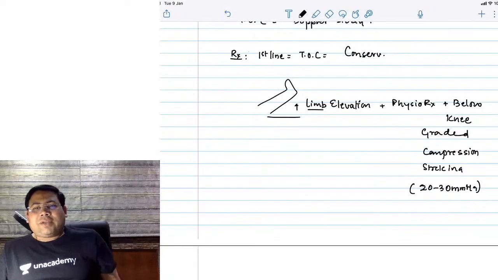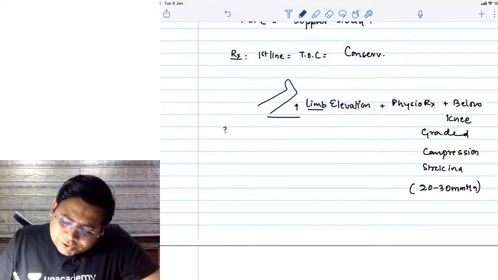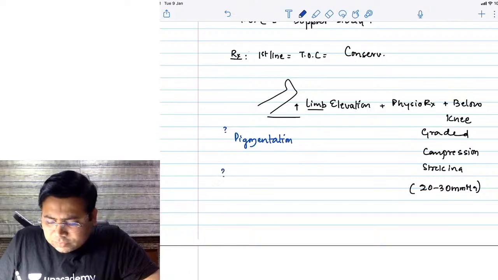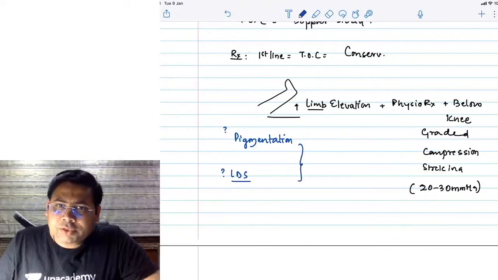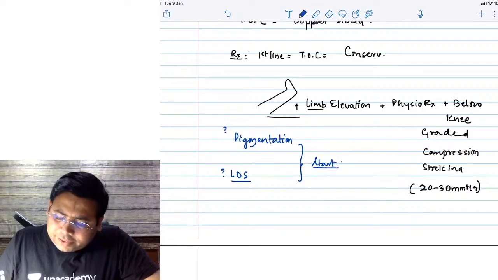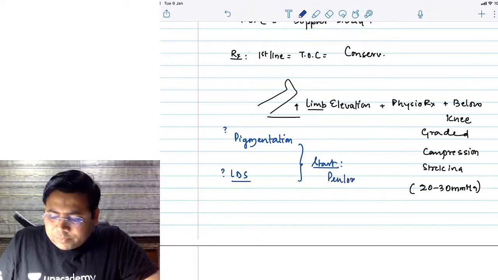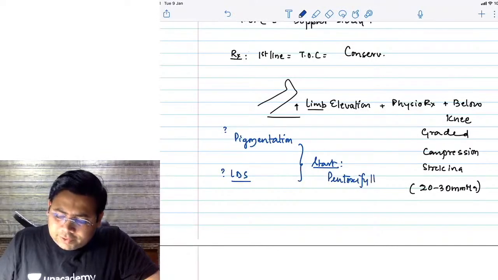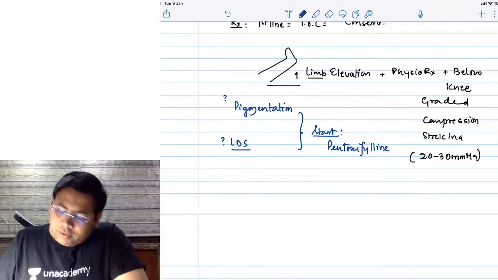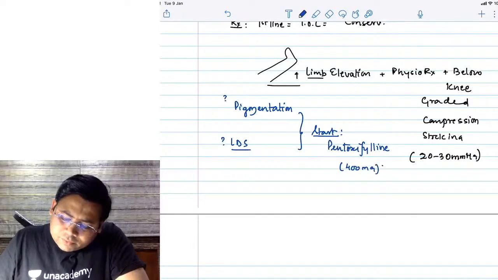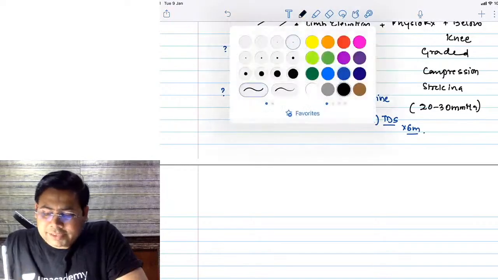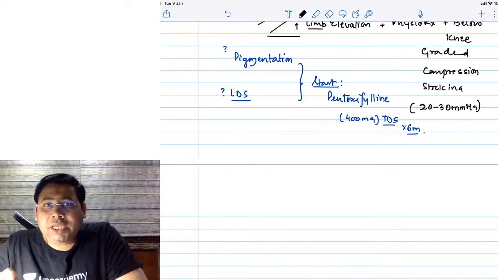Along with that, for the patient who is having ulcer, pigmentation, or lipodermatosclerosis, we are going to start the tablet Trentel. What is Trentel? This is pentoxifylline. So pentoxifylline is very important. 400 mg TDS for 6 months. So 400 mg TDS for 6 months. This is about the concept of pentoxifylline.